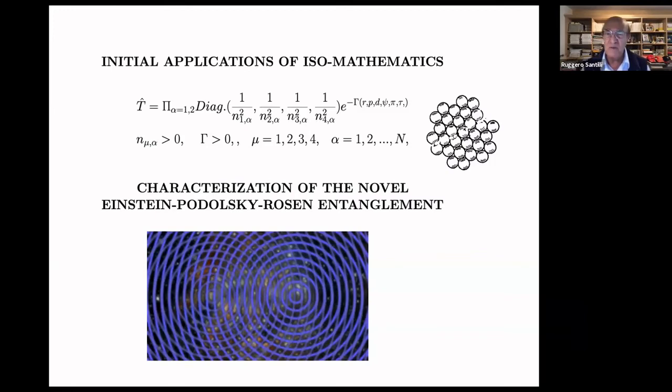So the problem was how to represent mathematically waves that could be as big as the universe, and they are in mutual penetration one with the others. And this was impossible to do via the applied mathematics of the 20th century.